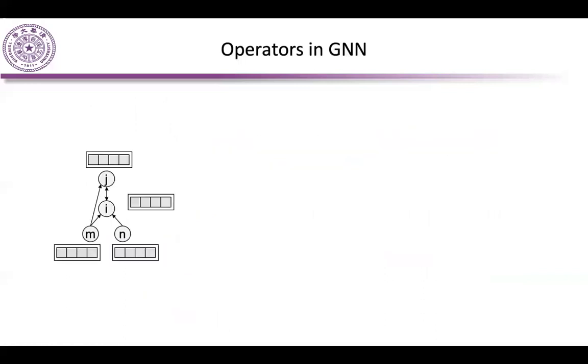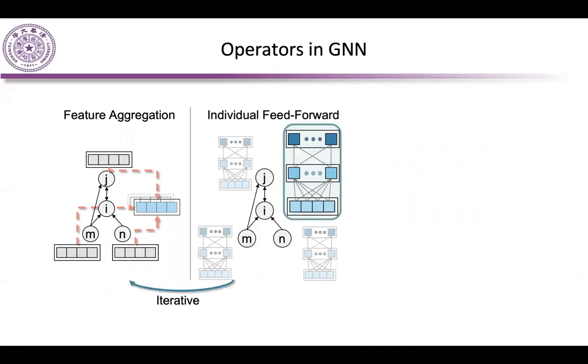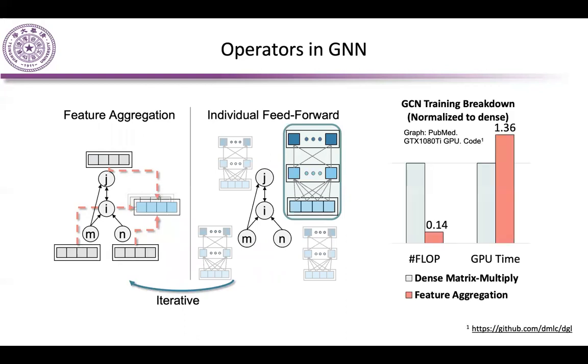In GNN, every node in the graph carries a feature vector, and iteratively, each node gathers the features from its neighbors and does an aggregation to get a new feature, and it also does a feed-forward transformation on it. Feature aggregation, as a fundamental building block of GNN, has a poor implementation in current systems, taking up less FLOP count but even consuming more time than dense matrix multiplication.